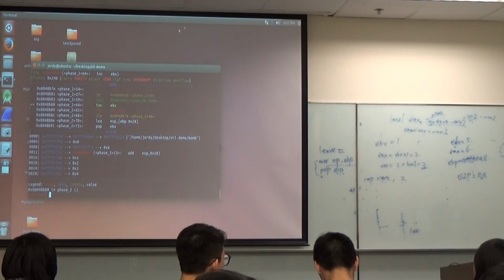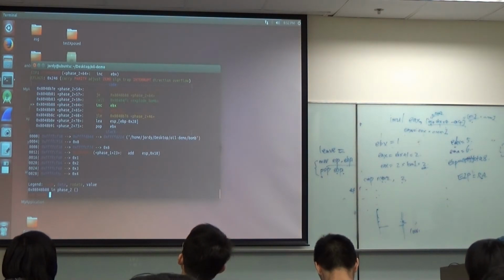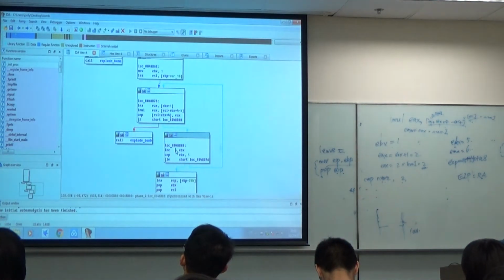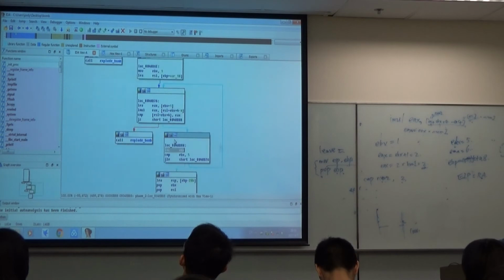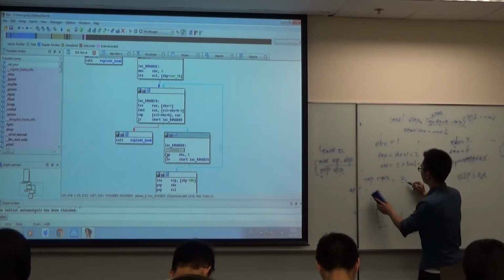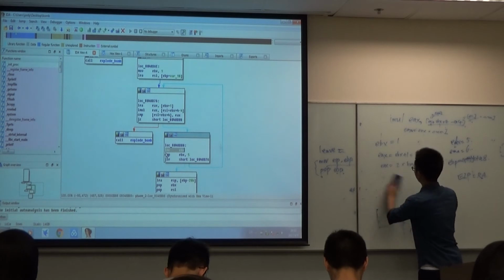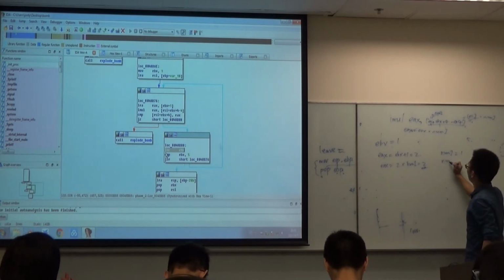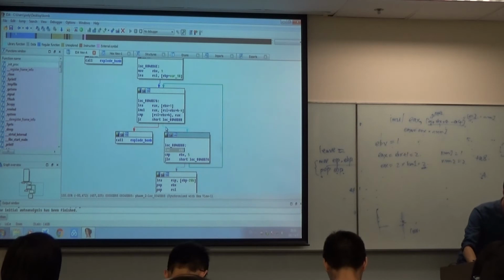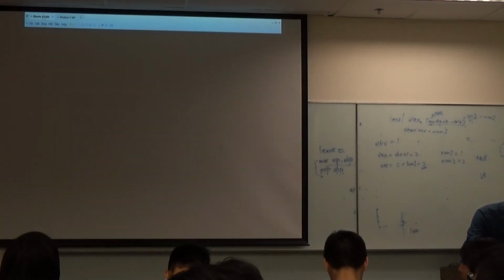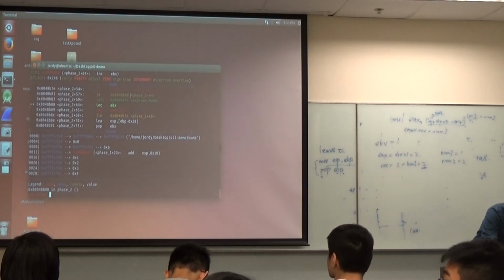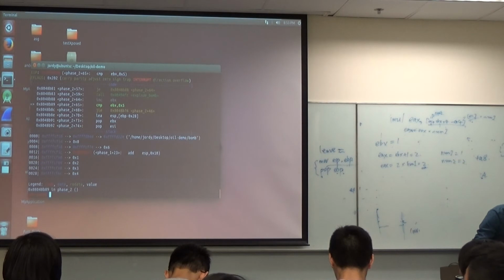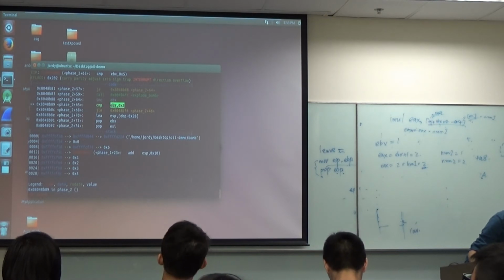Okay, EBX is increased. So we are at here. EBX is increased by 1. So number 1 is 1. Number 2 is 2. Then we increase EBX with 1. Now EBX is 2, and we compare EBX with 5.